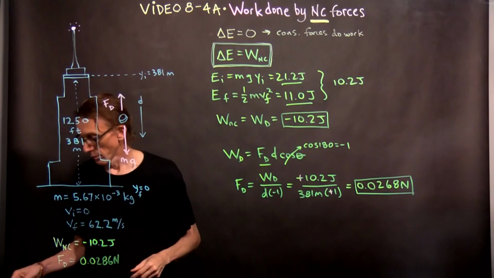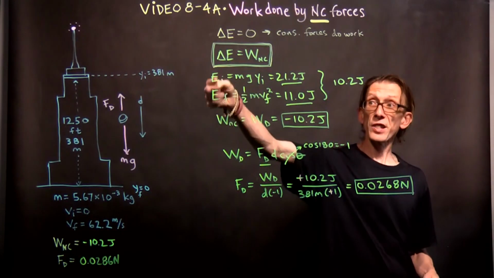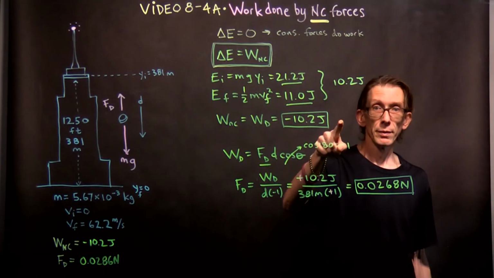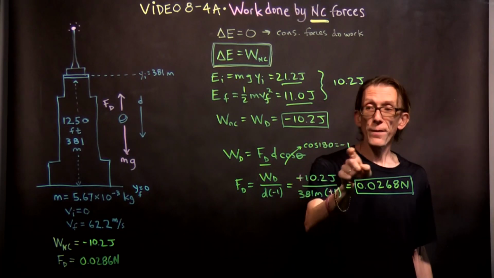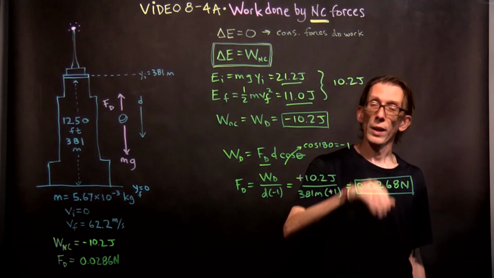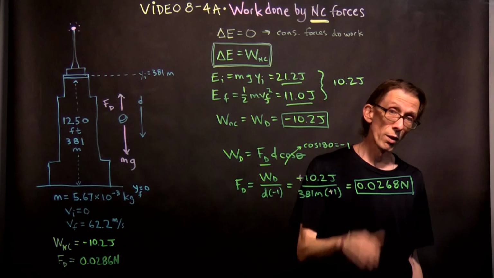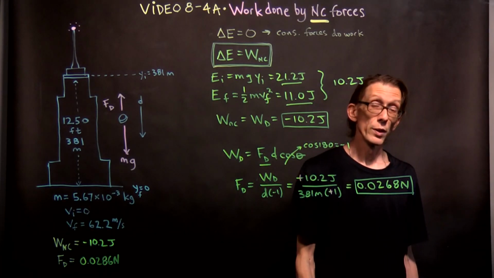There you go. So the work done by the drag force is just the difference in the initial and final energies. And then we use the definition of work here and solved it for the force. That's how we did it. That's what happens when work is done by a non-conservative force. Another example coming right up, dealing with friction.